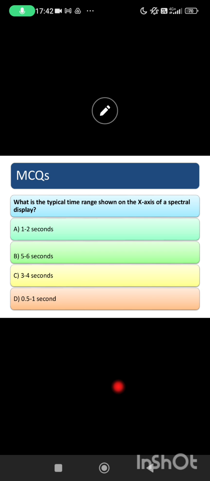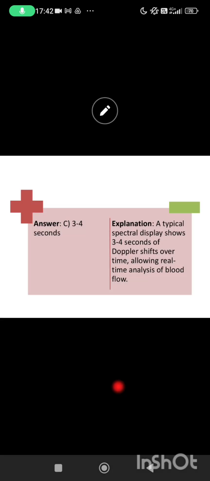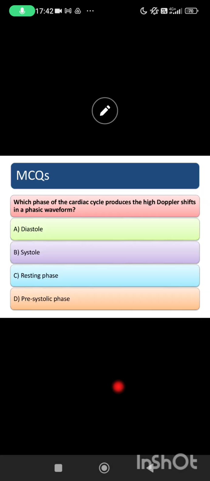3 to 4 seconds. Very good. The right answer is 3 to 4 seconds. This is a typical display, shows 3 to 4 seconds of Doppler shift over time. Tasveen, which phase of the cardiac cycle produces the higher Doppler shift in a phasic waveform?